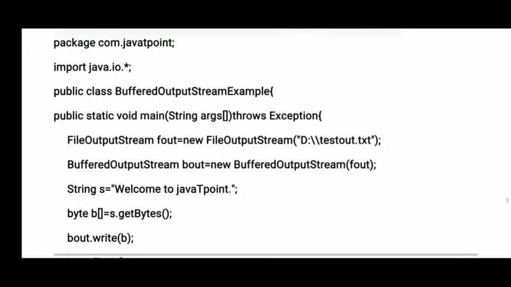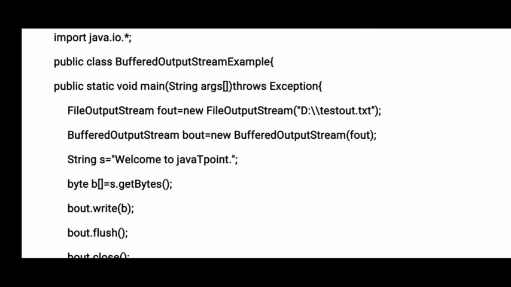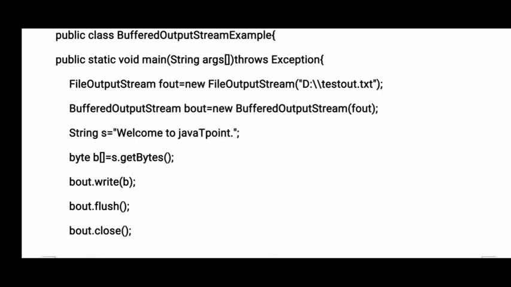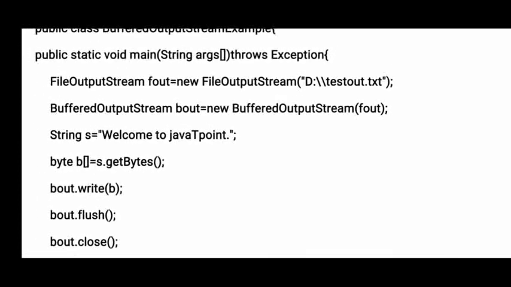As usual, here I am using the IO package. Next, public class BufferedOutputStream is the name of the class. Next you see the main method I am using, public static void main, the main method from where program execution starts, and here I am giving throws Exception. Why? Because the file I want to write to may not exist. When that file does not exist, some helpful message should be displayed to the user. For that purpose I am using throws Exception.